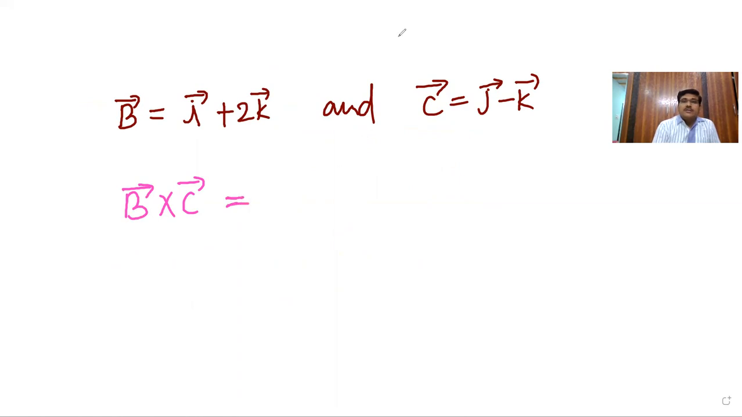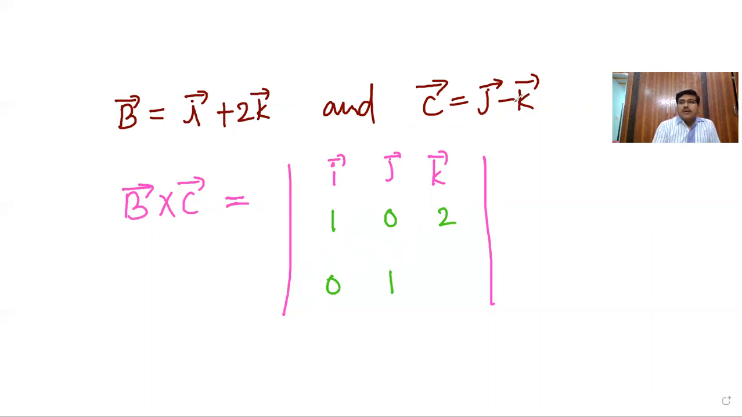Vector product is nothing but the determinant of i bar, j bar, k bar, the coefficients of b. Here I am writing coefficients of b. B's i coefficient, nothing is there means 1. J, nothing is there means j is absent, so 0. K coefficient 2. C bar, i is not there, 0. J, nothing is there means 1. Here k is minus 1. Coefficient of k is minus 1.